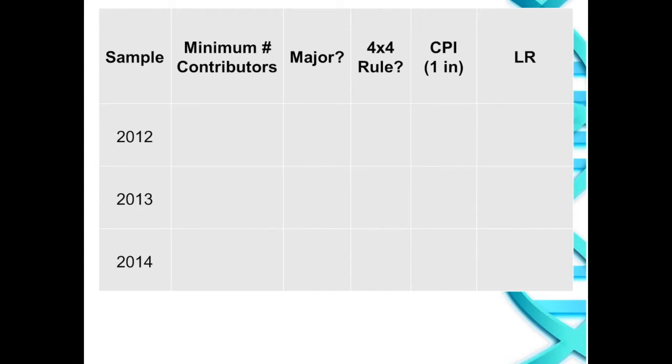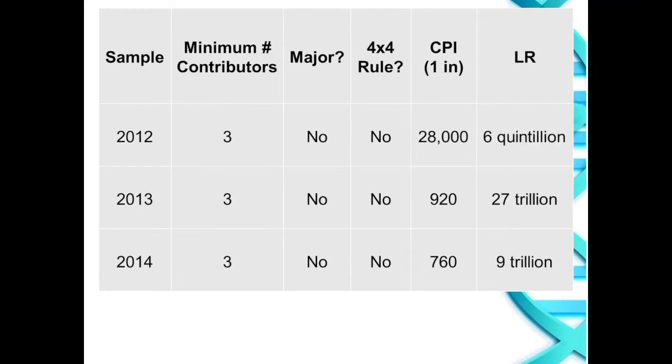Well, we looked at that and plotted them here, and you can say, first off, there were at least 3 contributors in each mixture. There was no major contributor in any of them that could be deduced. At the time, we were still operating under the 4x4 rule. So between the lack of a major contributor and the 4x4 rule, we couldn't enter anything. If you look at the CPIs, again, the calculated CPIs are very low, but the likelihood ratios are very high. So there's a lot of match information in here that we can use.